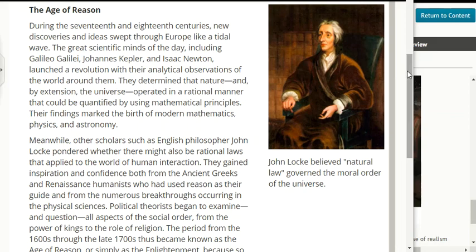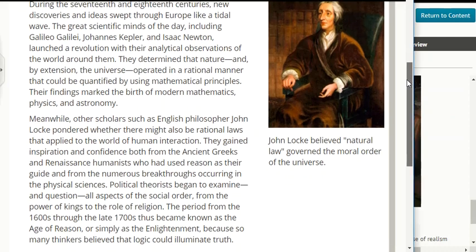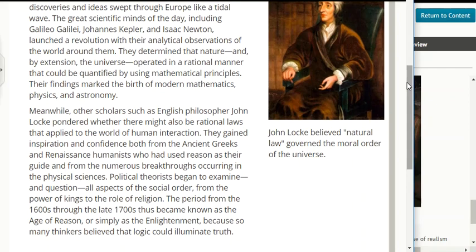Meanwhile, other scholars, such as English philosopher John Locke, pondered whether there might also be rational laws that applied to the world of human interaction. They gained inspiration and confidence both from the ancient Greeks and Renaissance humanists who had used reason as their guide, and from the numerous breakthroughs occurring in the physical sciences. Political theorists began to examine and question all aspects of the social order, from the power of kings to the role of religion. The period from the 1600s through the late 1700s thus became known as the Age of Reason, or simply as the Enlightenment, because so many thinkers believed that logic could illuminate truth.